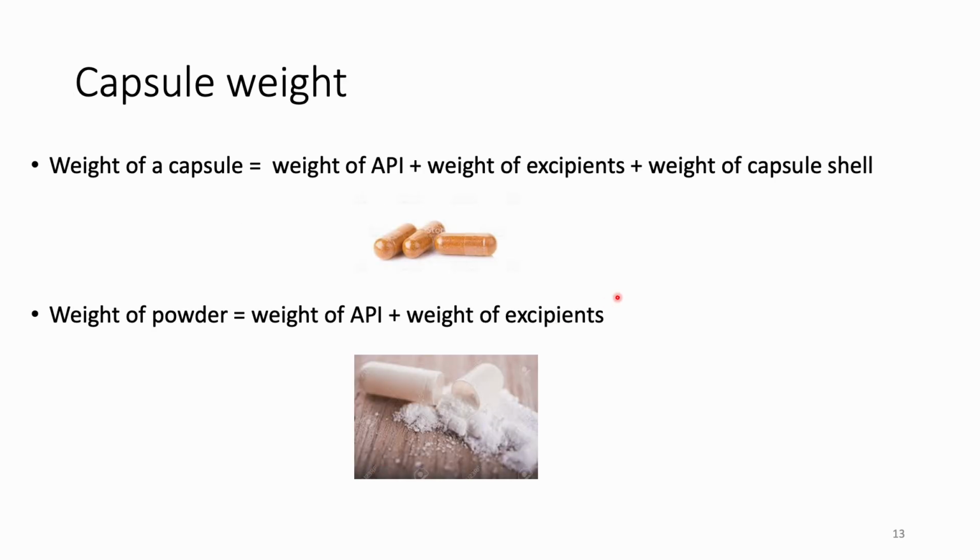In weighing capsules, remember the weight of a capsule in general. The weight of capsule is equal to the weight of API plus the weight of excipient plus the weight of capsule shell. This means the weight of a single individual capsule includes everything in the capsule. The weight of powder equals the weight of API plus the weight of excipients. The weight of powder doesn't contain the weight of the capsule shell, remember, only including the powder, API, and excipients.